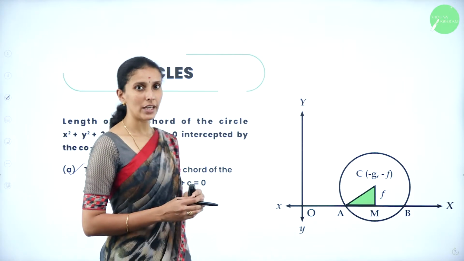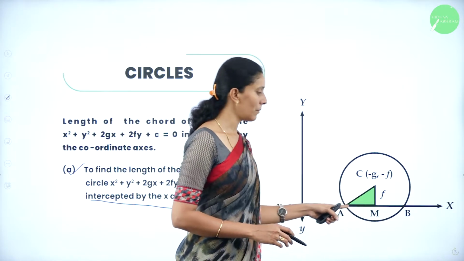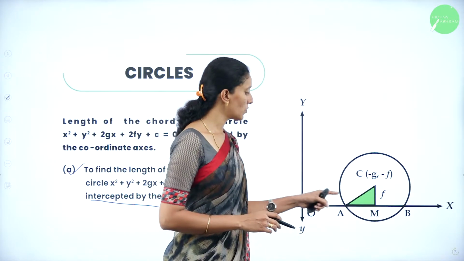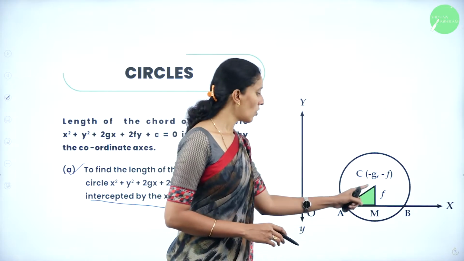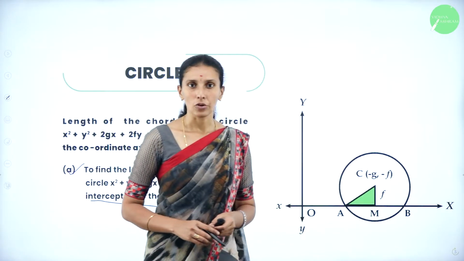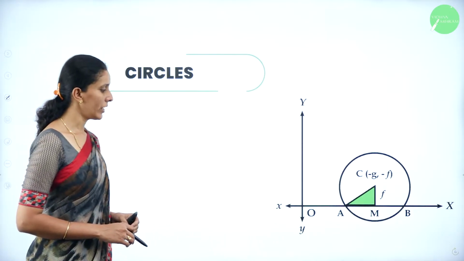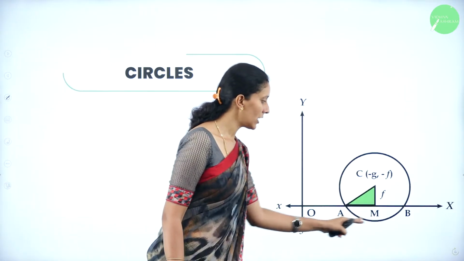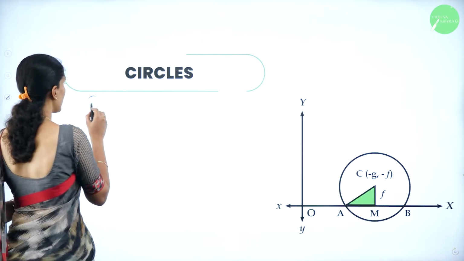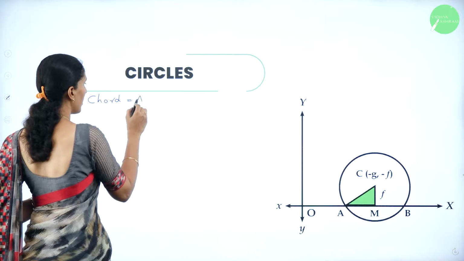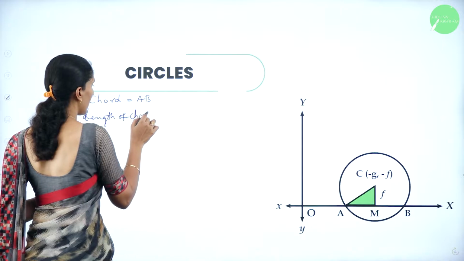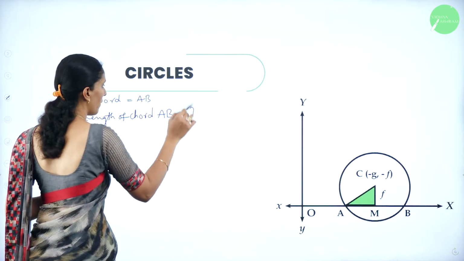Here we have taken a circle whose chord is the distance AB and it is intercepting on the x-axis. For that, we have AC as a radius, and we draw CM perpendicular to line AB. Now, let us find the length of the chord. I have taken a coordinate axis, x and y axis, and a circle whose chord lies on the x-axis. So the chord is AB, and the length of the chord AB is what we have to find now.